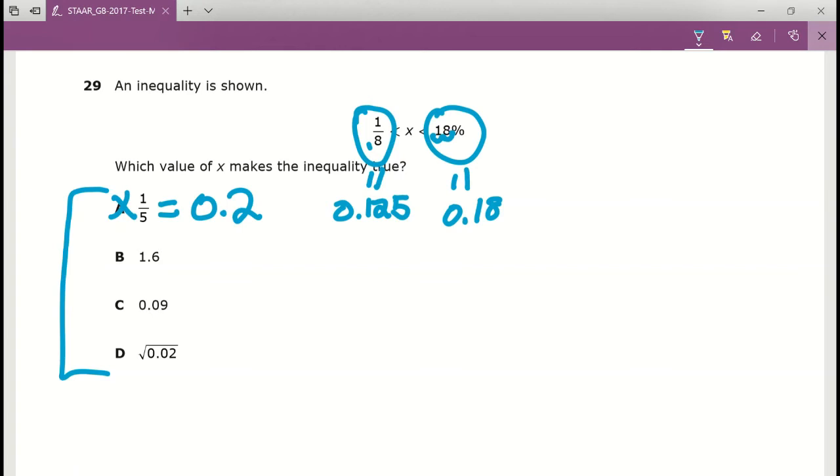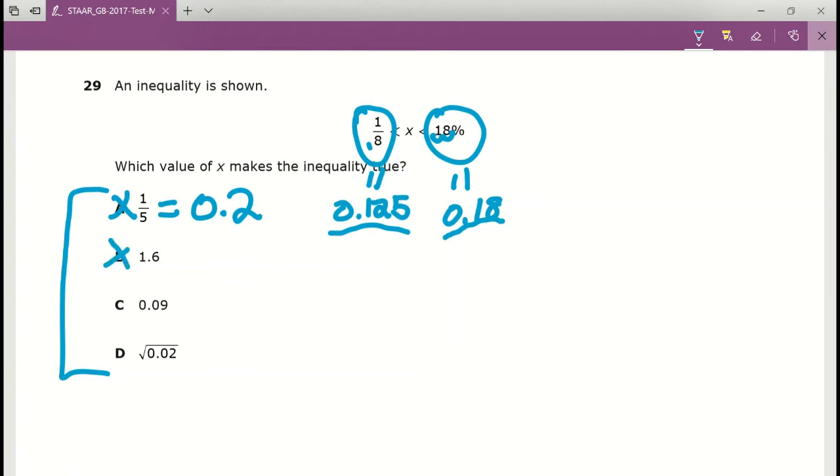1.6 is nice. It's already given to us as a decimal. So again, we ask ourselves, is 1.6 between these two numbers? And the answer is no, because 1.6 is bigger than 0.18.